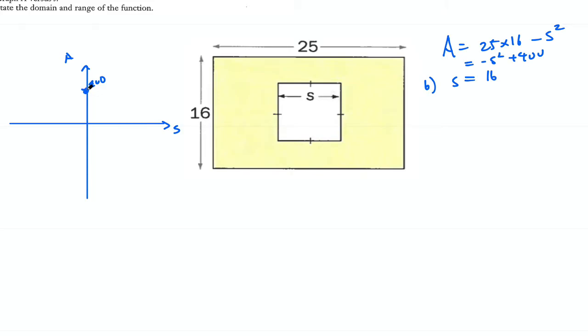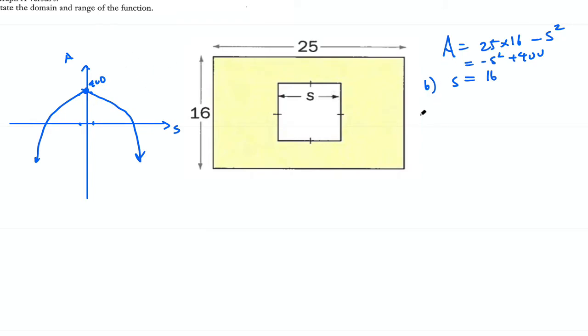And now if I plug in 1, notice that it's just going to be -1 plus 400. So it's going to be a very small difference, so it's going to be right next to this point. So it's going to be a very wide parabola like this. Okay, so we have this.